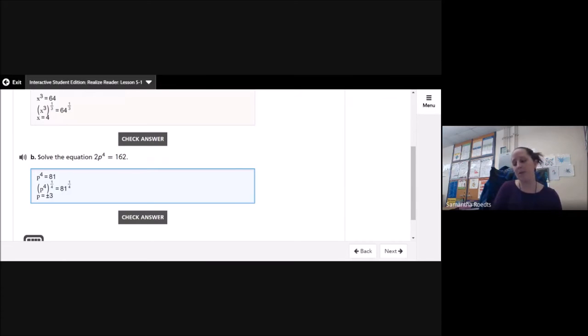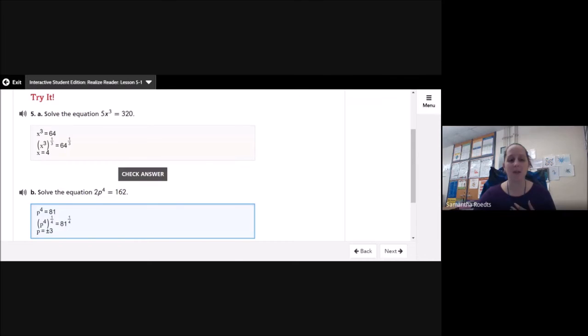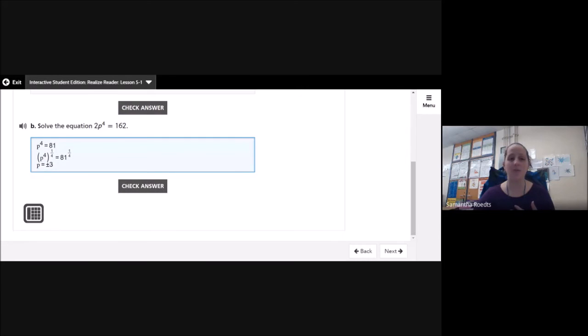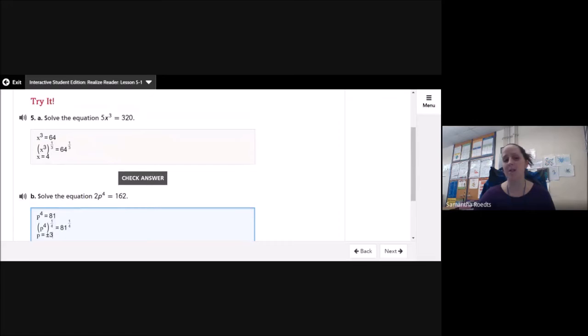And I can say that it's plus or minus because if I multiply negative 3 times negative 3 times negative 3 times negative 3, I still will get a positive 81. Whereas up here, with x cubed, that's the only way that I can get a positive 64. If I were to multiply by negative 4, I would get negative 64, so it wouldn't give me the correct answer. So when I'm solving and it's an even exponent, I have to include that plus or minus because either of them could be the correct answer, but if it's odd, I only include the one that I get.